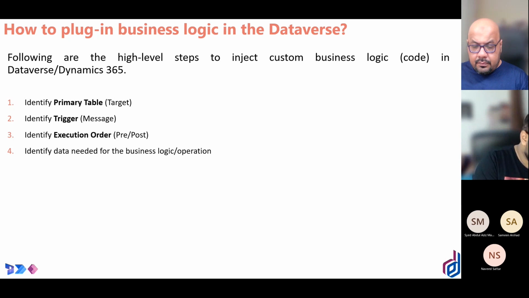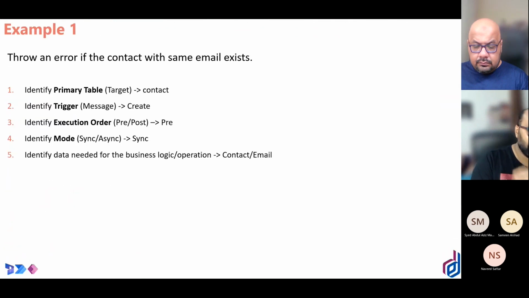So if I put this into perspective, let's take one example. We say, okay, throw an error if a contact with the same email exists. That means we will not allow the user to create a contact with the same email. So in this case, we will first say our primary table is contact. So we are working with contact. We call it the target. In the plugin, we'll get it as a target. So this is your target record or table. Then the trigger, which is our message. We'll say, okay, we want to run this logic on create. So our target is contact and the message is create. So we'll run this logic on create of contact.